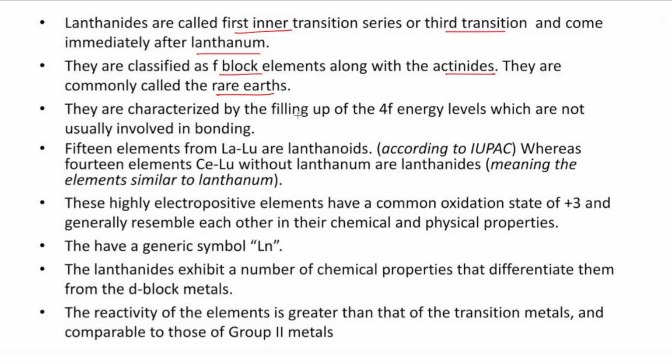Now they are characterized by the filling up of 4f energy levels, which we all know, and which are not involved in bonding. So understand this: these 4f orbitals are not involved in bonding.